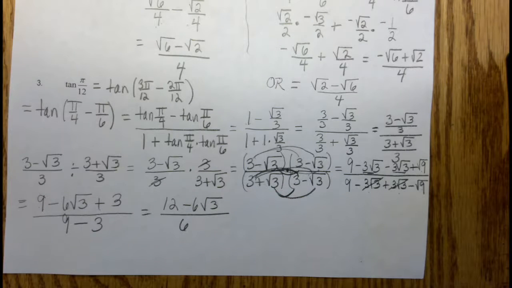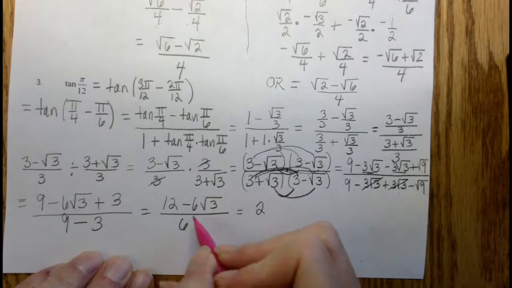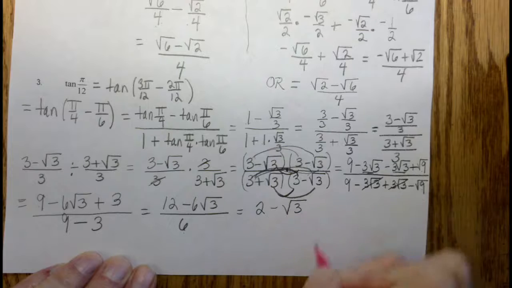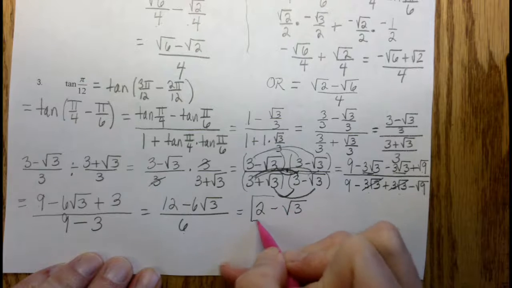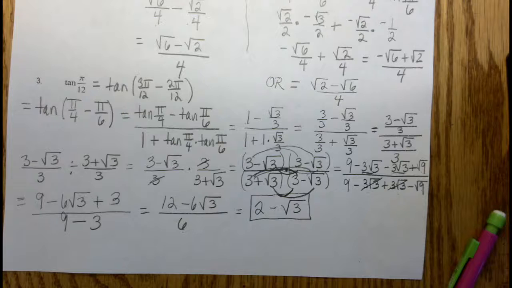No more square root in the denominator, that's good, but our last step here is to notice that 12 and 6 and 6 all have a common factor of 6. 12 divided by 6 is 2. 6 divided by 6 is 1, and we don't need to write the 1, and in fact Edmentum doesn't like us to write the 1. And then 6 divided by 6 is 1. So our sum, or tangent of pi over 12, equals 2 minus the square root of 3.